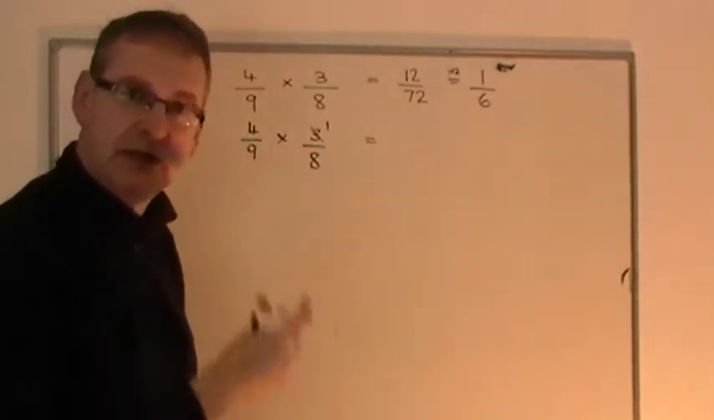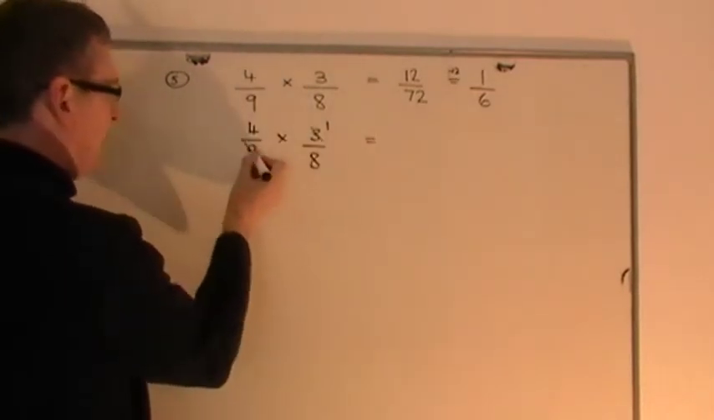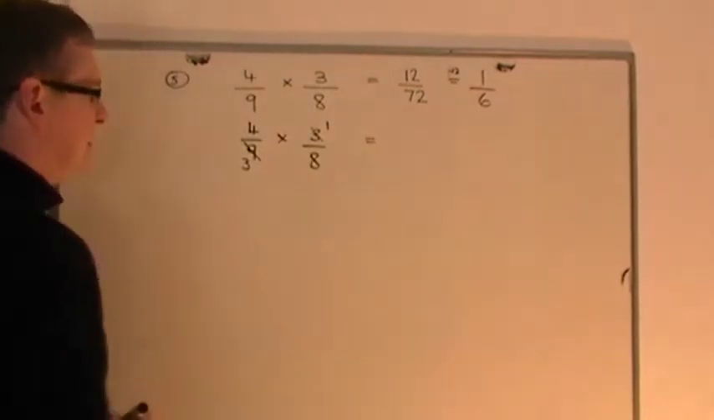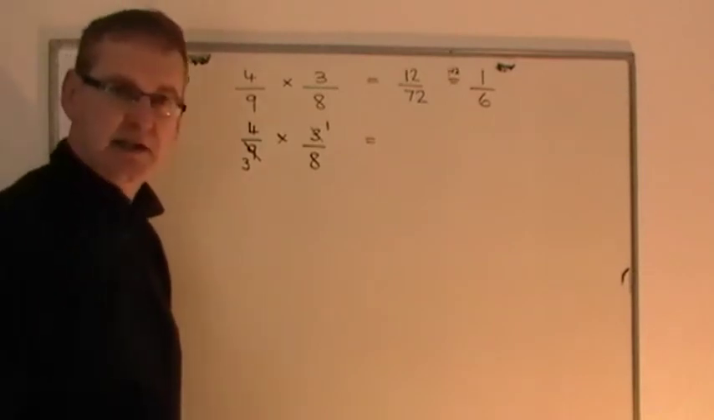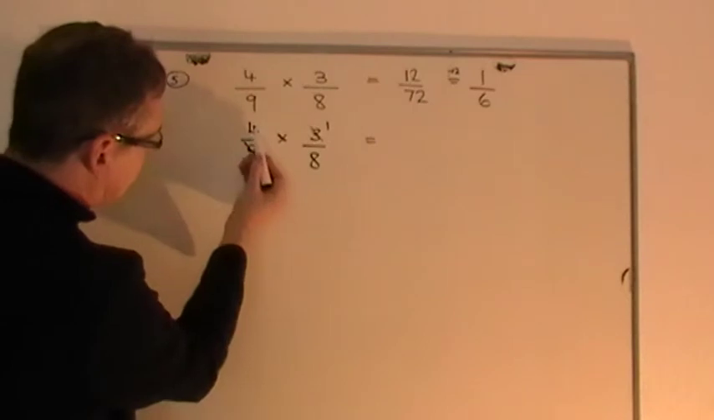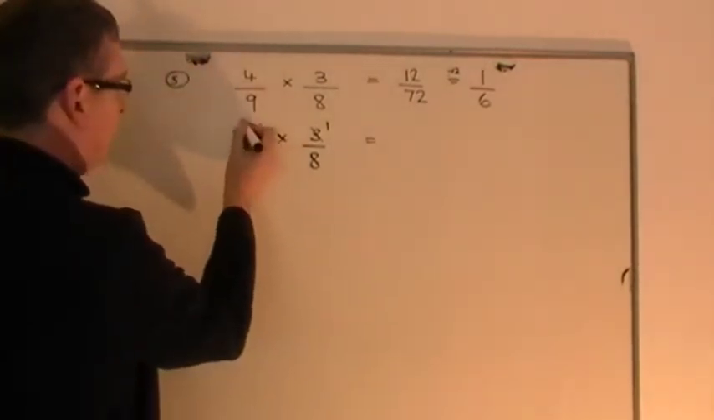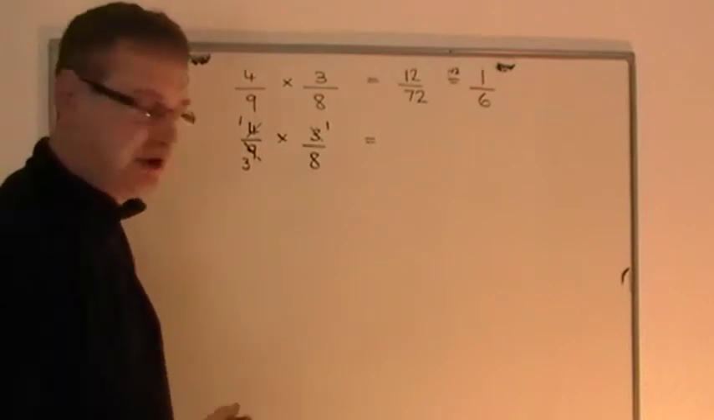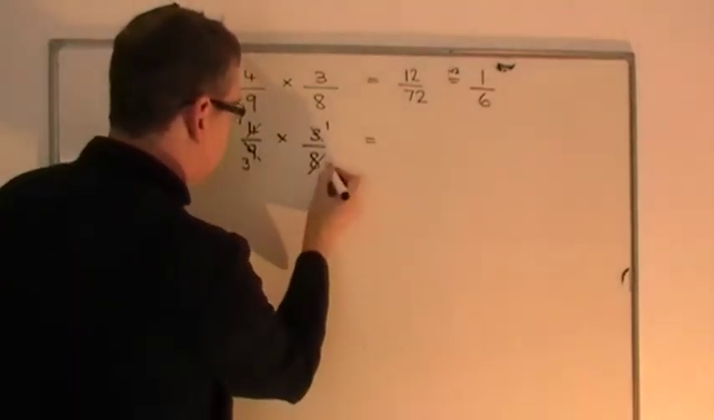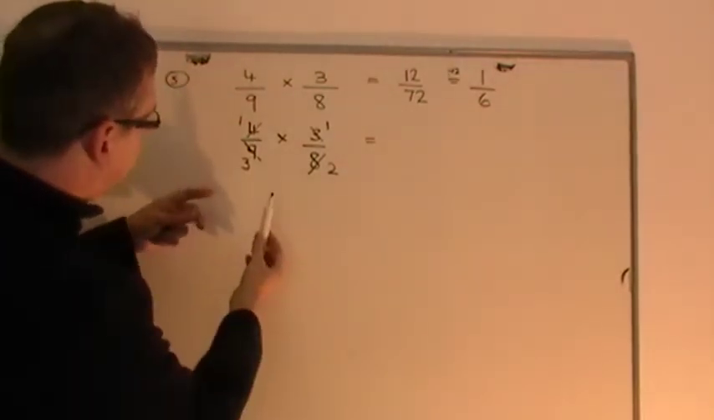It doesn't matter which, but it's got to be on the bottom. Share that by 3 on the top, share that number on the bottom by 3, it goes 3 times. So I've done that cancelling. But I haven't finished, because I can see that the 4 and the 8 can also cancel with each other. I can share the 4 by 4 to go once, and I can share the 8 by 4 to go twice. Notice how I've done that.